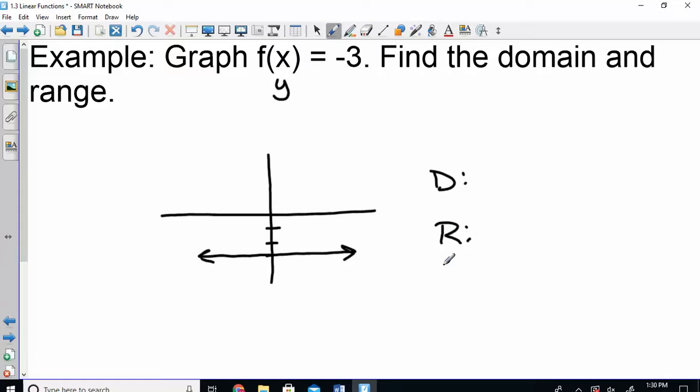So the domain, my x's, as I go from left to right, what x values do we hit? All of them. All of them, negative infinity to positive infinity. The range, our y's, what do we hit?